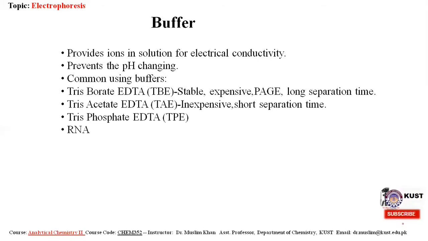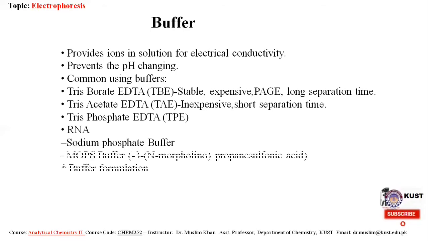Commonly used buffers are Tris borate EDTA, which is stable and expensive but has a long separation time, and is used for PAGE. Tris acetate EDTA is inexpensive, with a short separation time. Tris phosphate EDTA is used for RNA. Sodium phosphate buffer is also used, and there are other buffer solutions which are used.